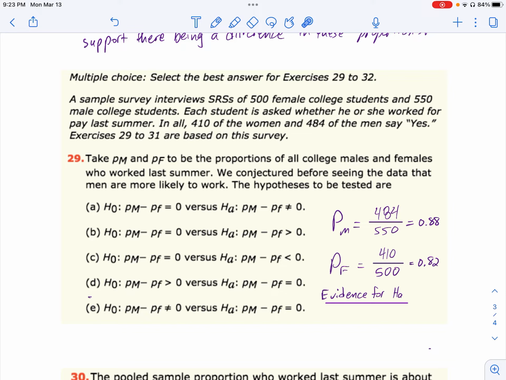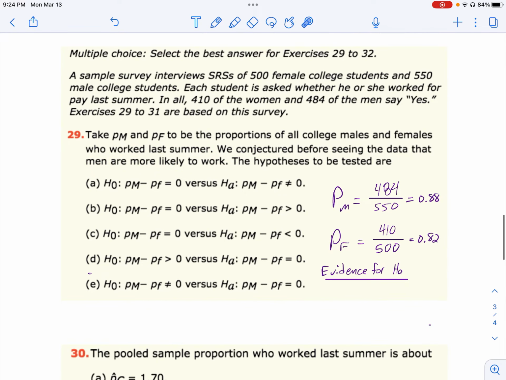Multiple choice. I love multiple choice. This is a sample survey of 500 female students in college and 550 male students. They were each asked if they had a summer job last summer. Okay, 410 women said yes, and 484 men said yes. What are we testing here? It says we conjecture before seeing the data that men are more likely to work.